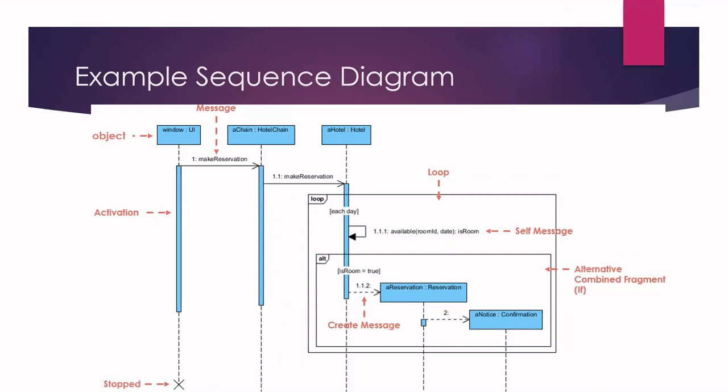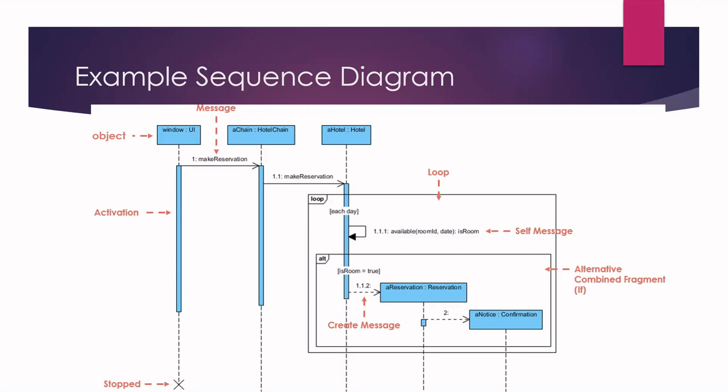Now here's an example. Now, as you can see, here's an object. This is the name of the object, but it's an instance of a user interface, like a window, or a user interface. So it could be a window, could be a form.